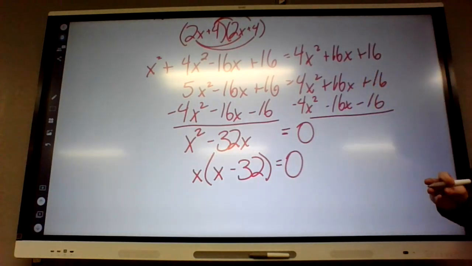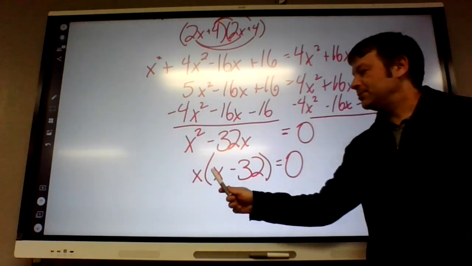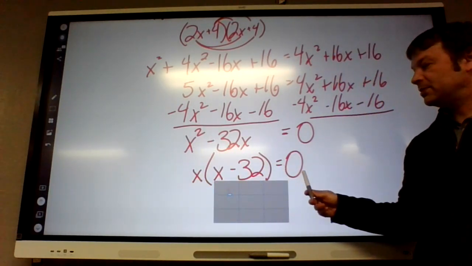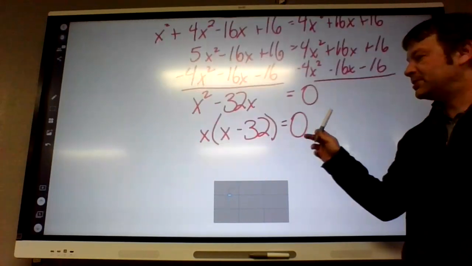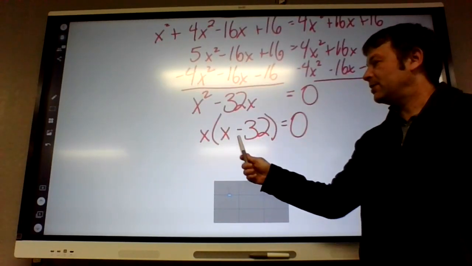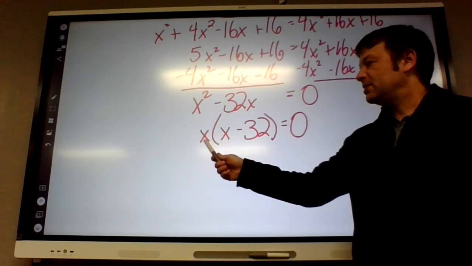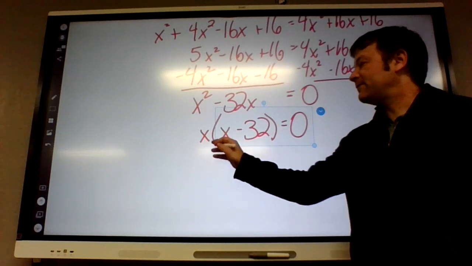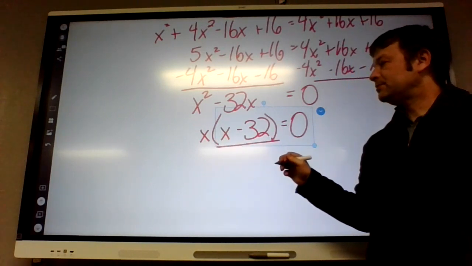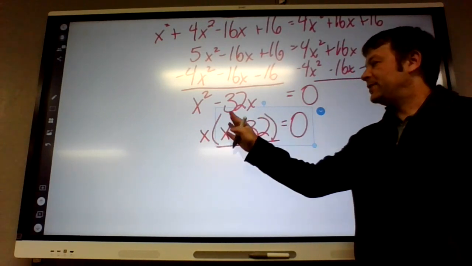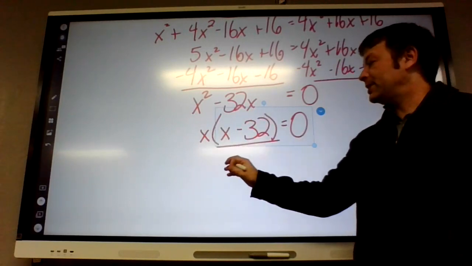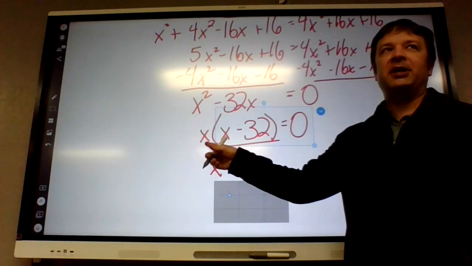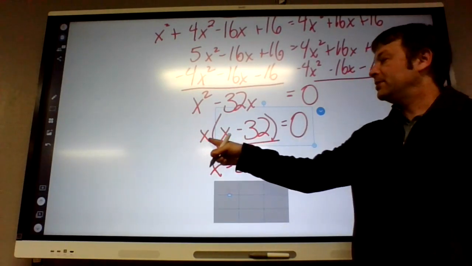So what x values would make these factors equal 0? What x could I plug in right here that would make this factor equal 0? 32. And if this is 0, then the whole thing is going to be 0, right? So x equals 32. Now if there's an x on the outside, what could make this all equal 0? 0.